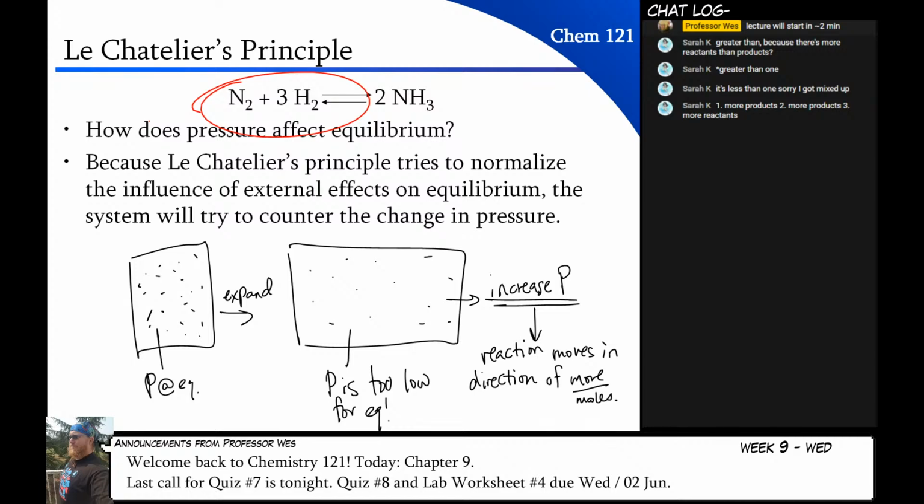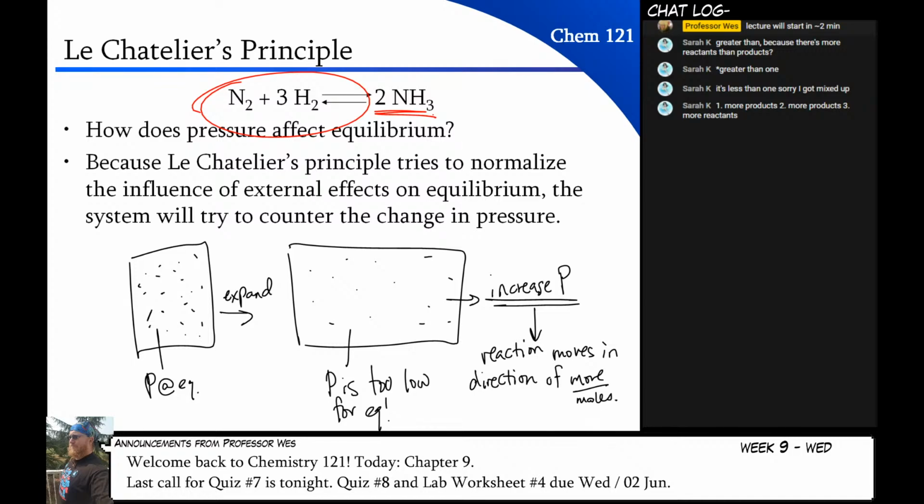Likewise, you can do this industrially. I want ammonia as a product. How do I force the reaction to produce more product? Well, since there are fewer moles on this side, I would run the reaction at high pressure. I would put N2 and H2 in a container, and I'd heat it until it's at a high pressure. That would drive the reaction in the forward direction and encourage the formation of NH3.